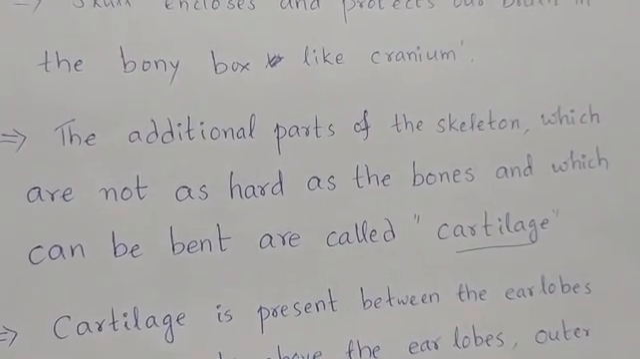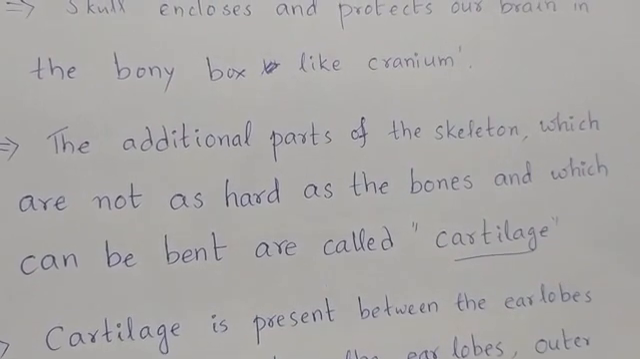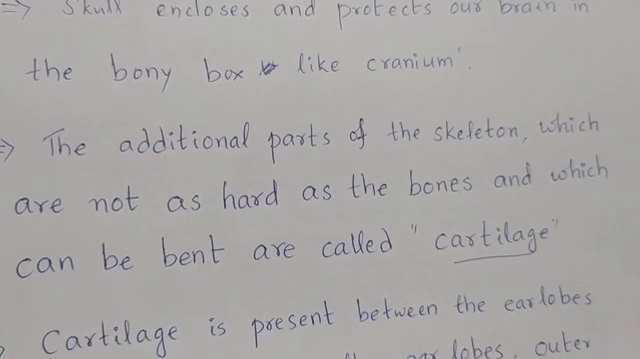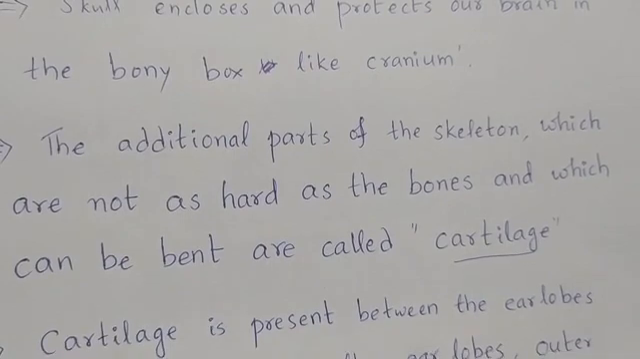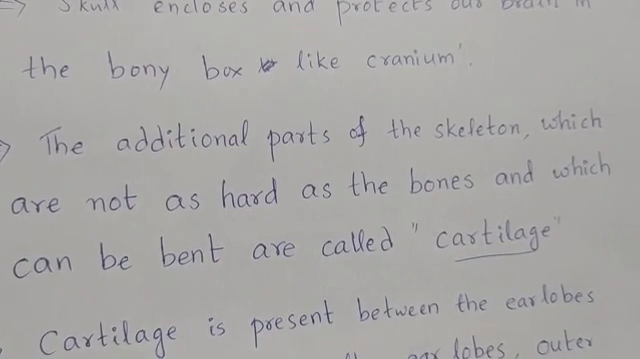The additional parts of the skeleton which are not as hard as the bones, but they are present as part of the skeleton, and they can be bent also. To some extent they can be bent also. These are called cartilage.